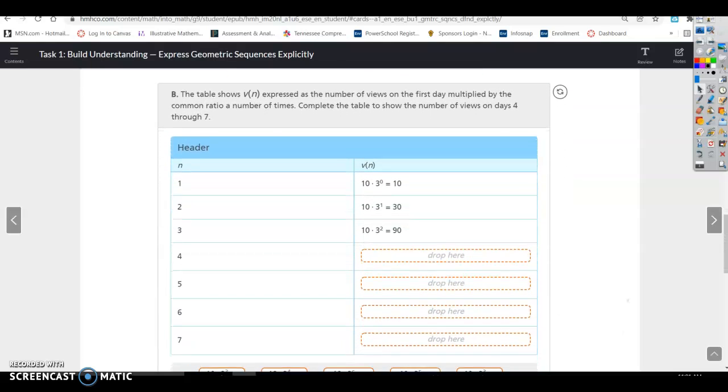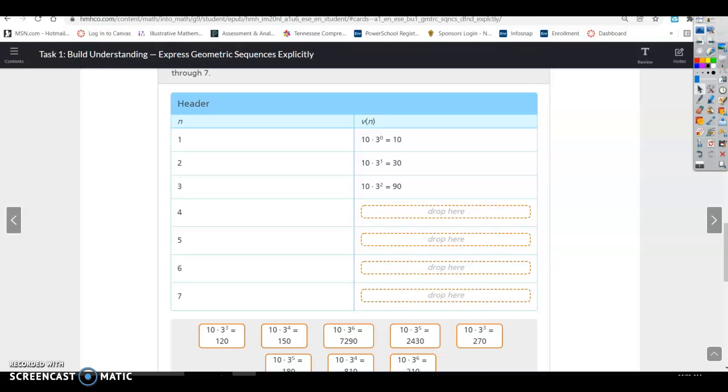Alright, it says the table shows V of n expressed as the number of views on the first day multiplied by the common ratio a number of times. Complete the table to show the number of views on days 4 through 7. So you can see the pattern. It has 10 times 3 to the 0 power. Anything to the 0 power is 1. So 1 times 10 is 10. 3 to the first power is 3. 3 times 10 is 30. 3 squared is 9. 9 times 10 is 90.